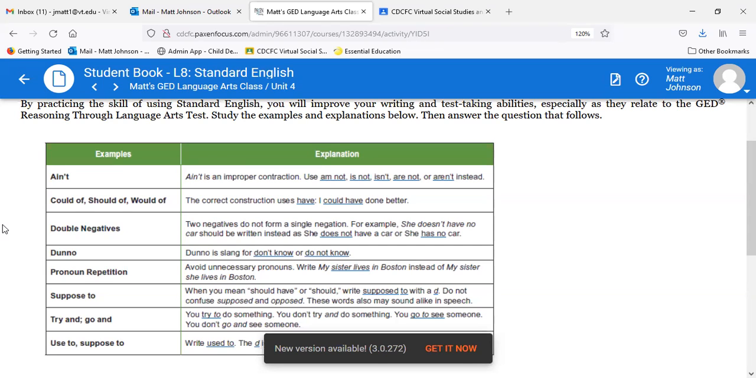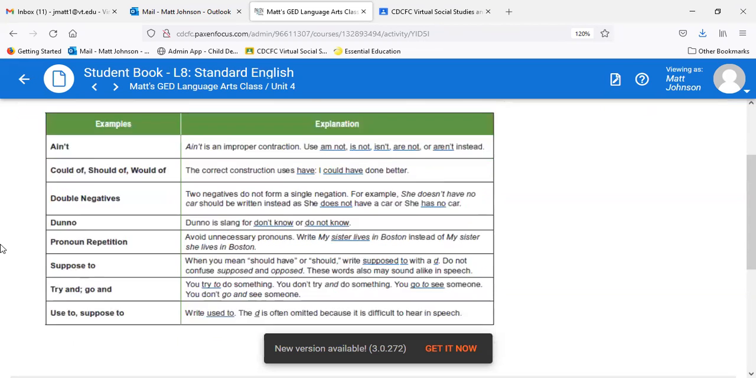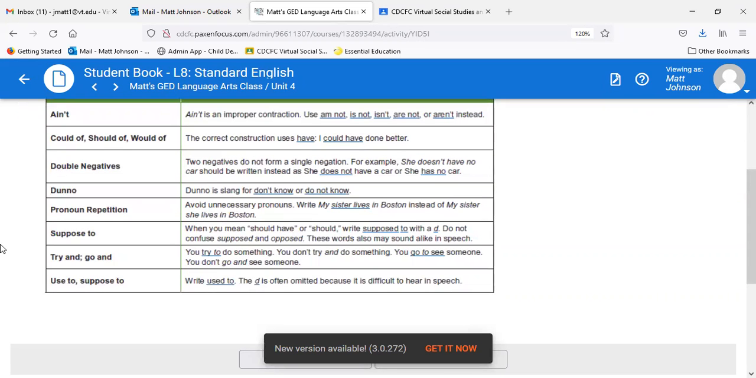Double negatives. That's something you hear a lot, and you want to avoid that too, right? Two negatives do not form a single negation, so you're basically canceling out your negative. The example here, "she doesn't have no car," should be written as "she does not have a car." When you put two negatives together, in this case "does not have no," you're canceling them out, so it's changing the form of the sentence.